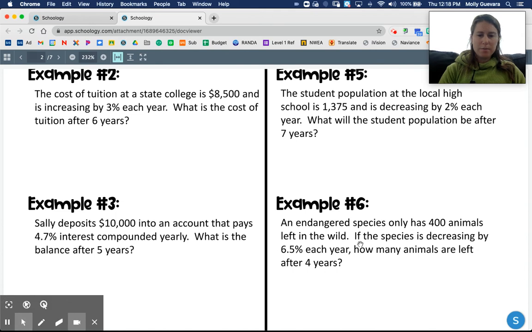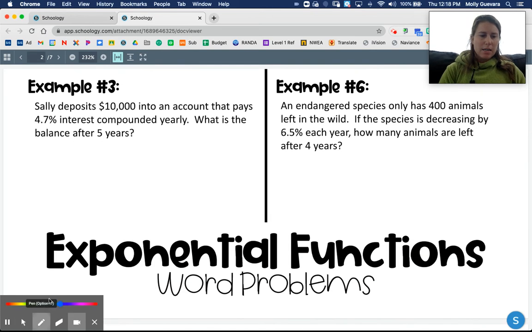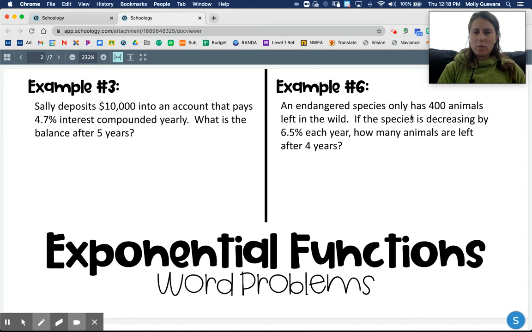Okay, last one here. Example 6. An endangered species only has 400 animals left in the wild. If the species is decreasing by 6.5% each year, how many animals are left after 4 years? So let's write the equation. I'm starting with 400 animals, and then I'm decreasing 6.5%.